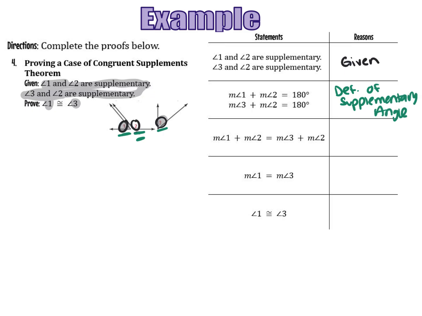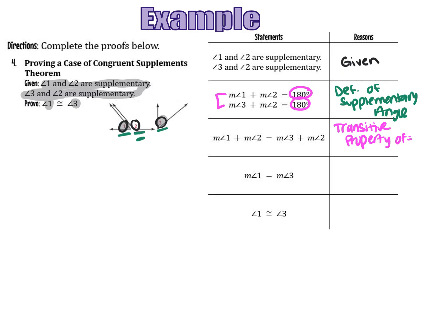So now I have that these two sets of angles are equal to 180 degrees. If they're both equal to 180 degrees, then I can set them equal to each other. That is the transitive property of equality.